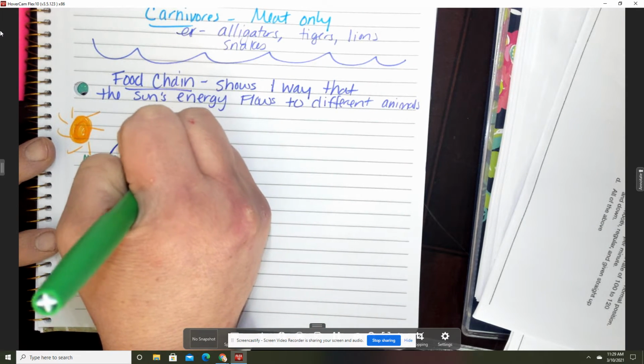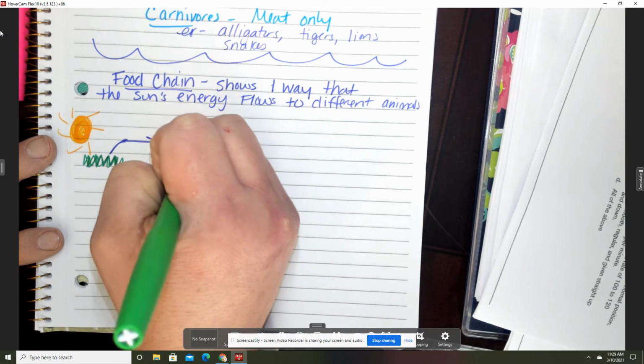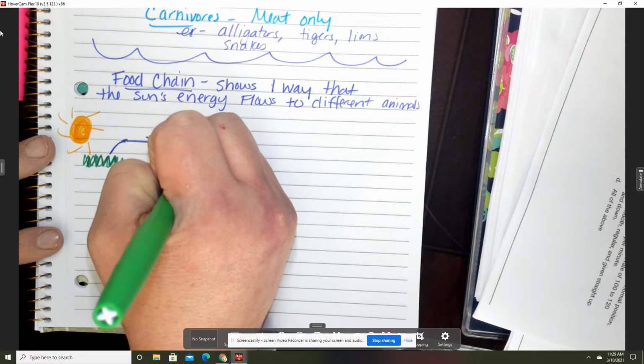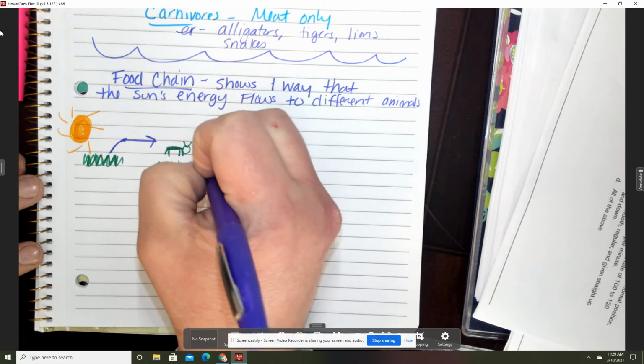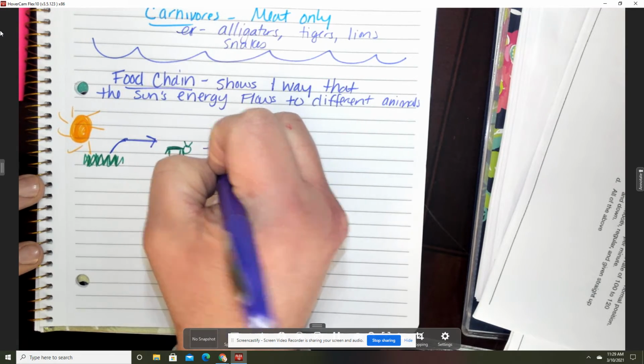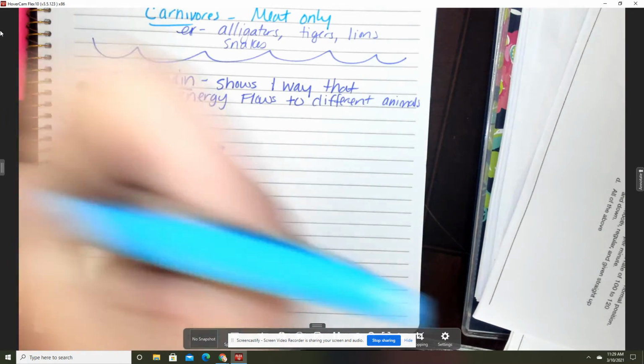Okay, so this is a grasshopper. And its energy is going to transfer, it's going to go to a bluebird.